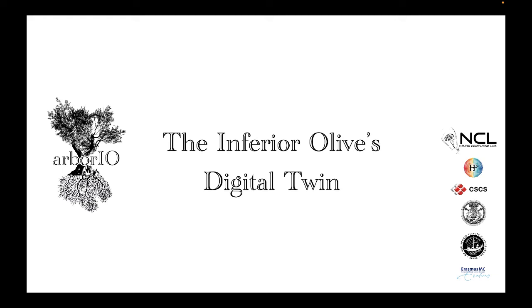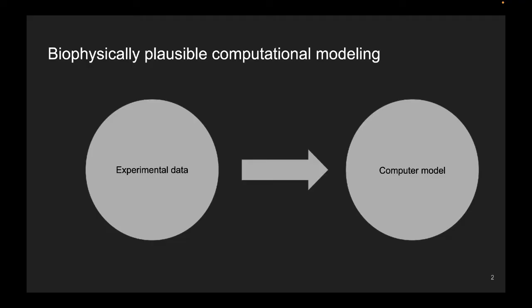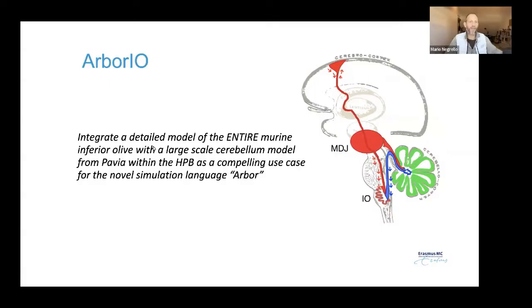Today I'm going to be talking about the inferior olive's digital twin, a large-scale computational model of the inferior olive. Its departure point is the idea that you can take experimental data into a computer model and make predictions with it. So we made a biophysically plausible computational model of the inferior olive in large scale. This is in the context of the project for the Horizon 2020 within the Human Brain Project.